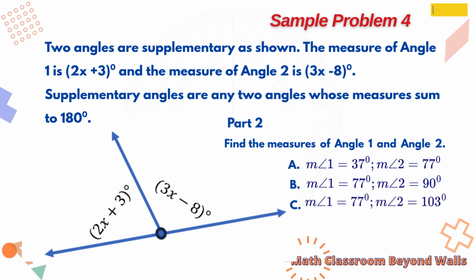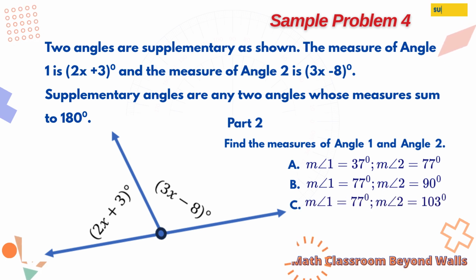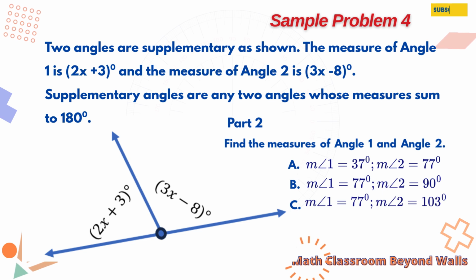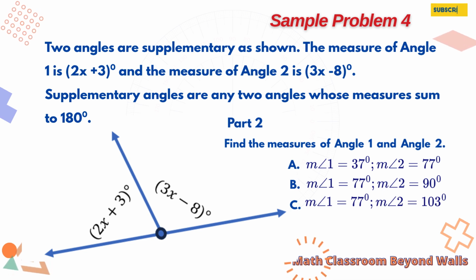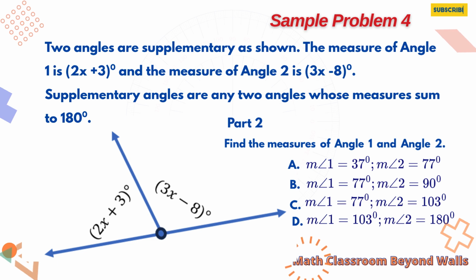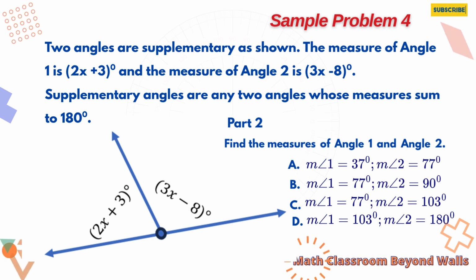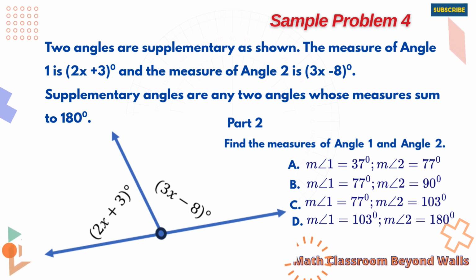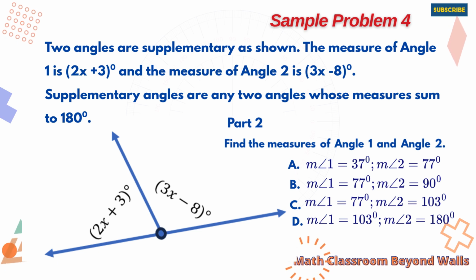Option C, the measure of angle 1 is 77 degrees. The measure of angle 2 is 103 degrees. Option D, the measure of angle 1 is 103 degrees. The measure of angle 2 is 180 degrees. As usual, we begin by reading the whole problem and may read it several times when needed to know what we're looking for, to determine what are given, and to figure out how the given information helps find what we're looking for.